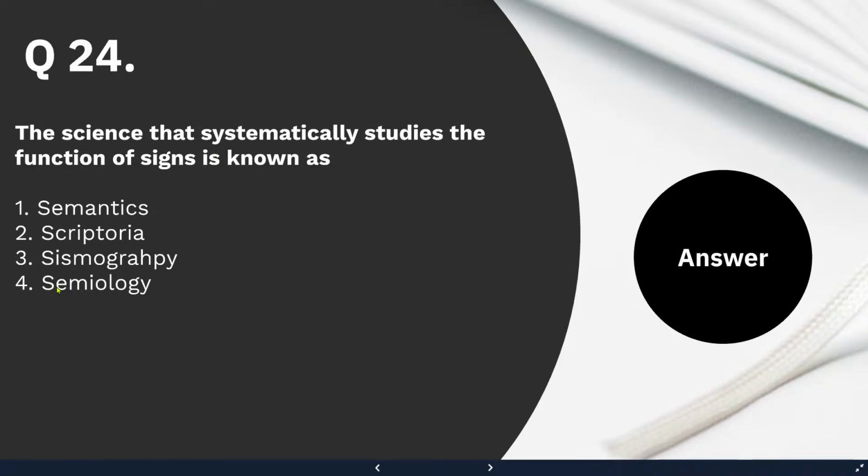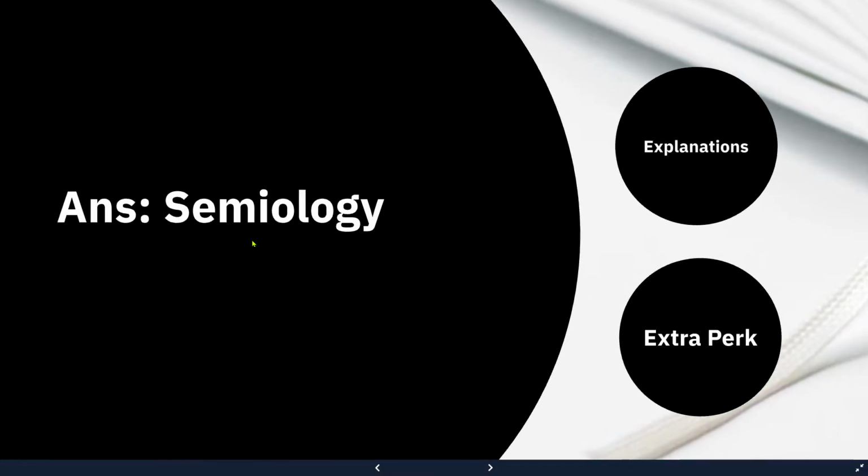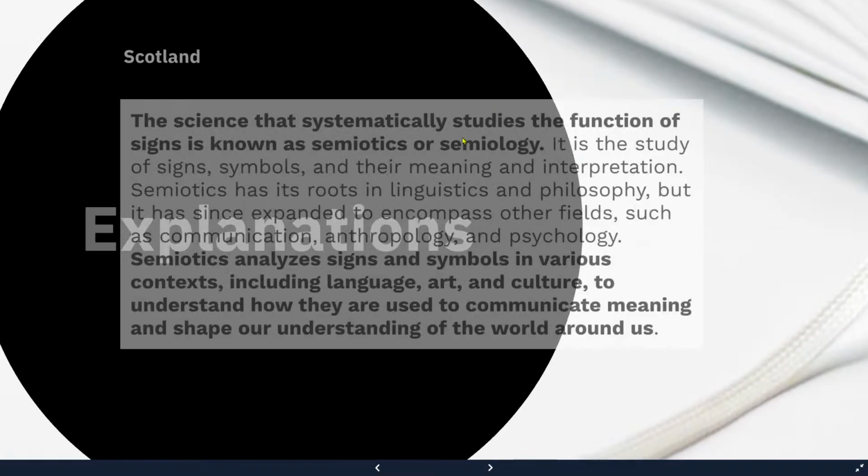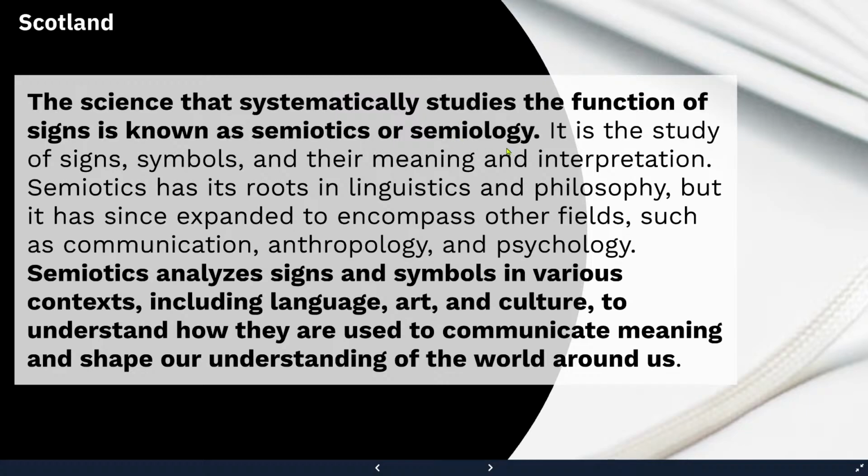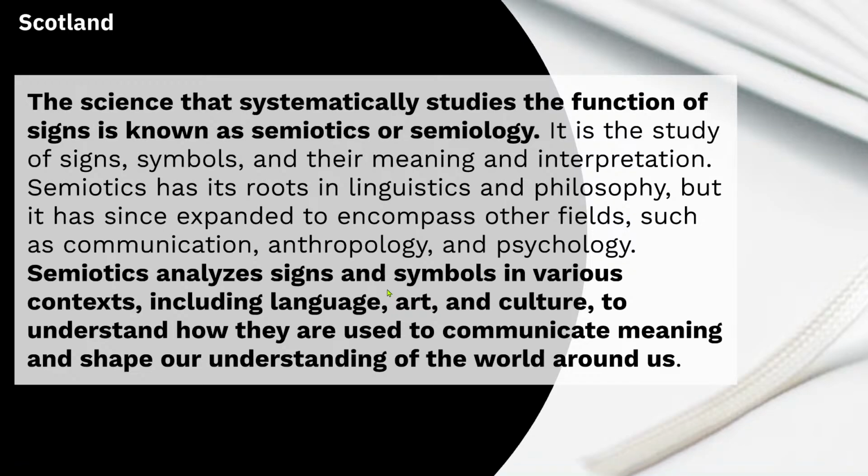So the answer is semiology. And what is semiology? It is the science that systematically studies the function of signs, known as semiotics or semiology. This field studies signs, symbols, and their meaning and interpretation. Semiotics analyzes signs and symbols in various contexts, which could be language, art, and culture, to understand how they are used to communicate meaning and shape our understanding of the world around us.